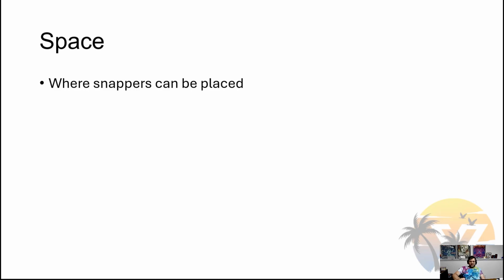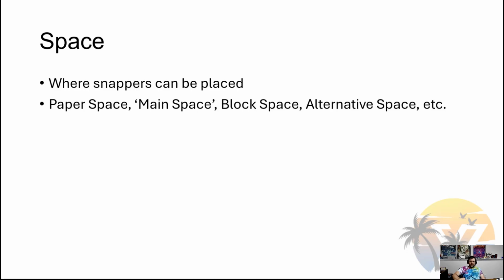There's a lot of different kinds of spaces. We have a paper space, main space, a block space, an alternative space, and there's probably a few others. Actually, I know there's a few others that I'm not talking about here. But there's quite a few different kinds of spaces. And some manufacturers make their own space.